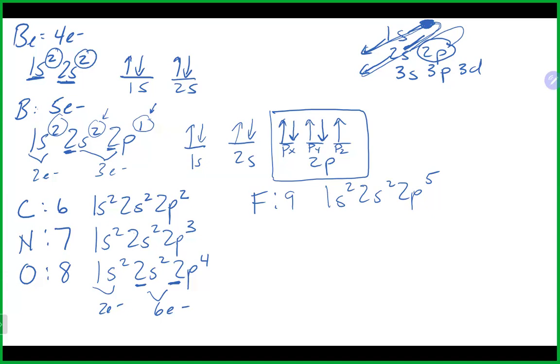And that happens with our friend neon here at number 10. 1s2, 2s2, 2p6 at this point. And now we are full. Now it has 8 electrons on the second energy level and 2 on the first.